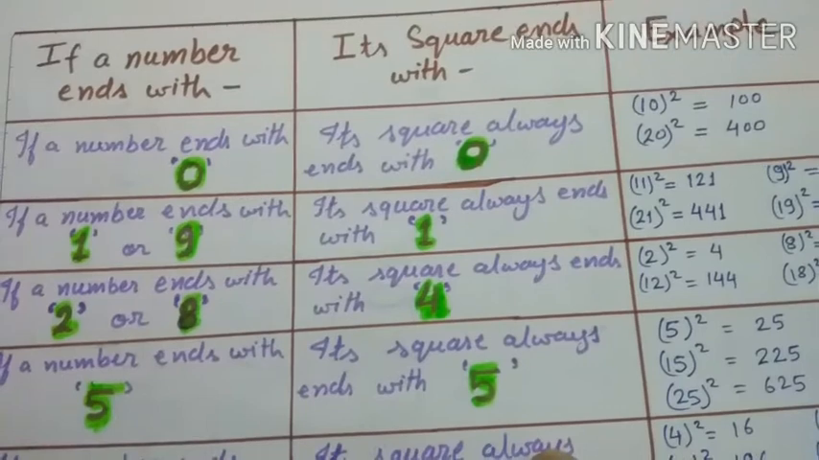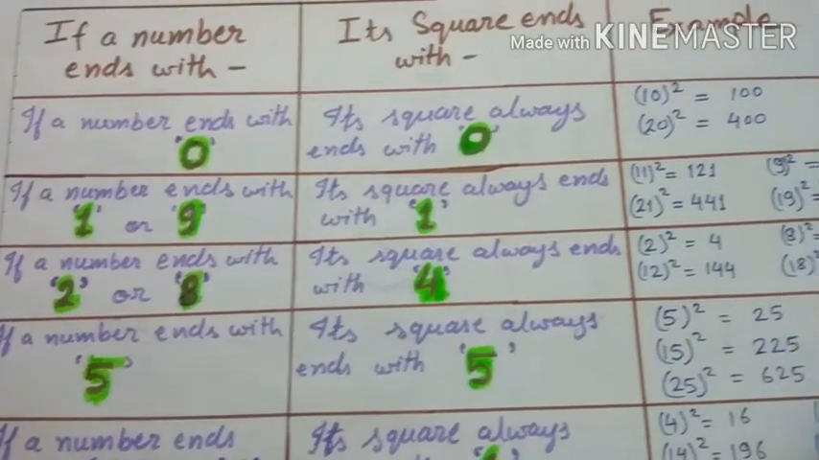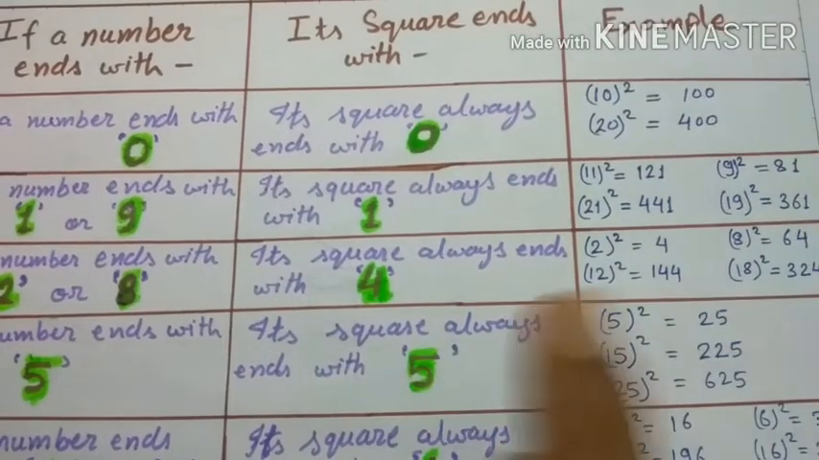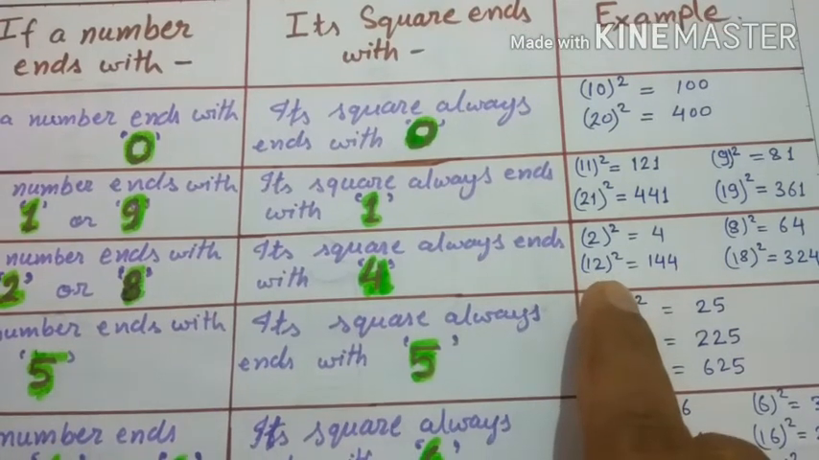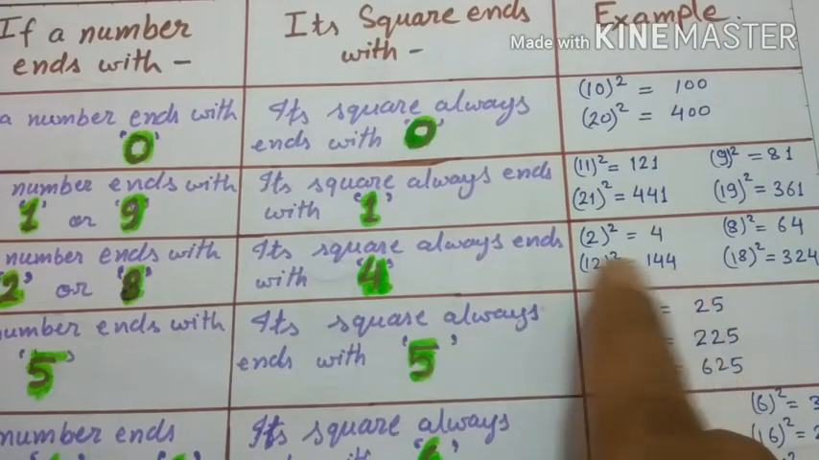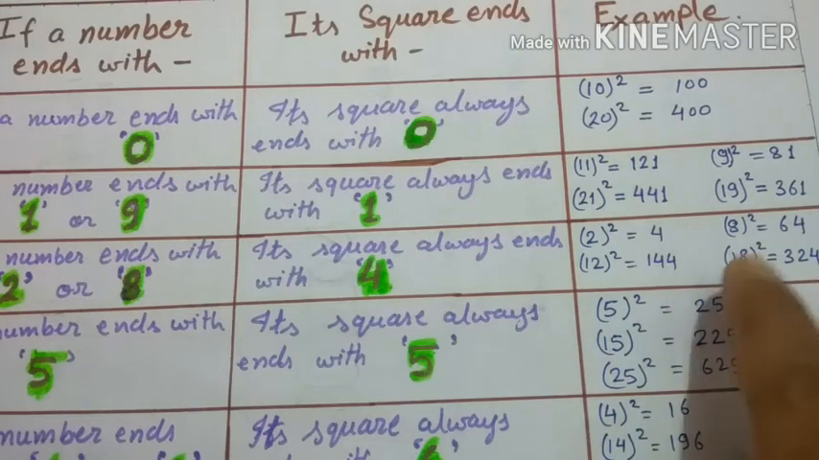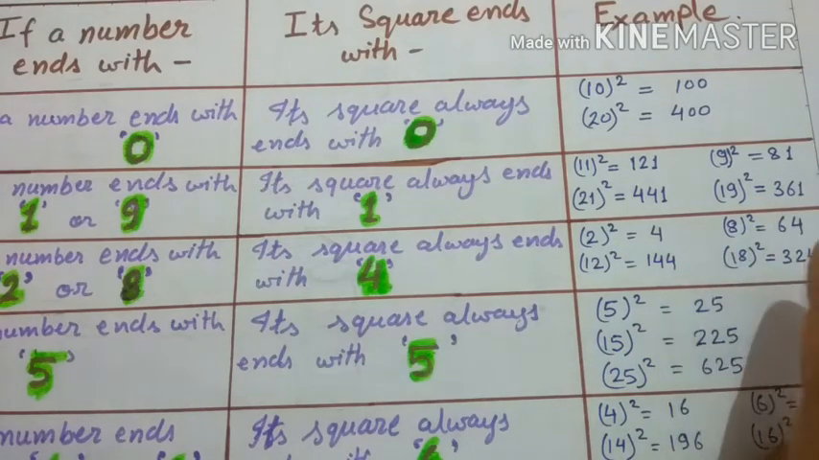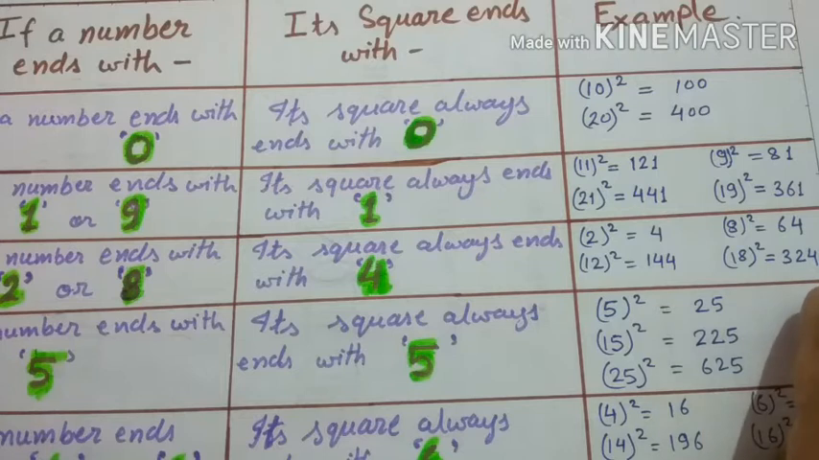Next, if a number ends with 2 or 8, its square always ends with 4. For example, the square of 12 is 144. If a number ends with 2, its square ends with 4. If a number ends with 8 also, the square ends with 4. Like the square of 8 is 64, the square of 18 is 324. Both squares end with 4.